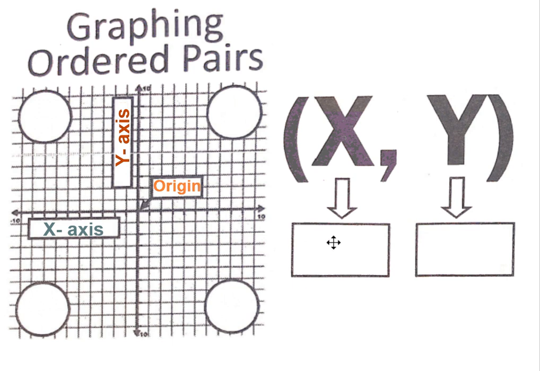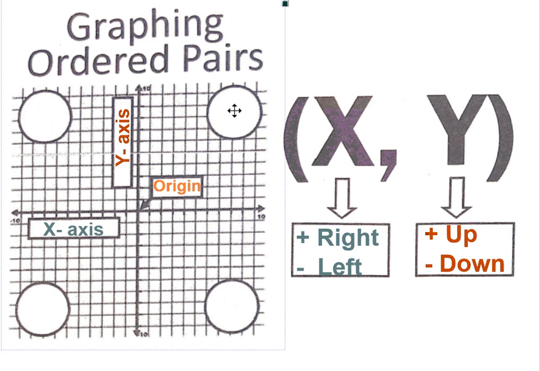Now, when you start at the origin, if your first number is positive, you're going to go to your right. If your first number is negative, you go to the left. The second number in an ordered pair tells you whether or not you go up or down. Positive means you go up, negative means you go down. And when you do this, you're going to end up in one of four quadrants.